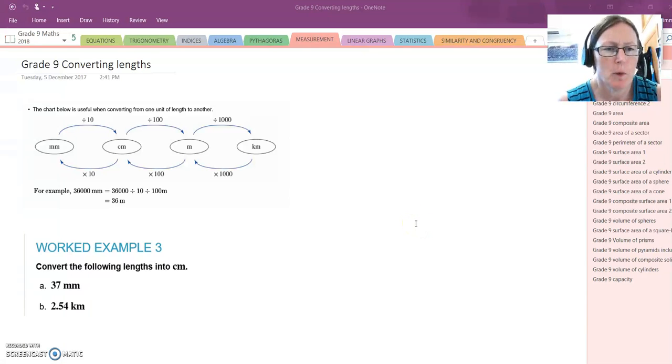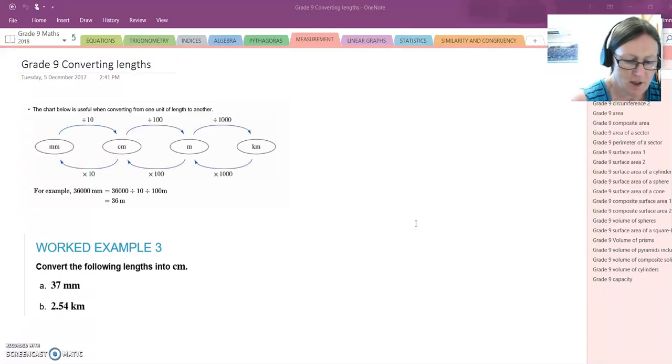Okay, with measurement, we need to understand how to convert units of length. It's really important that when we're doing area, perimeter, volume, etc., that we're making sure all the measurements are in the same units. And if they're not in the same units, we need to change them. So for example, all the measurements need to be in centimetres. If one of them is listed in metres, we need to convert it to centimetres.